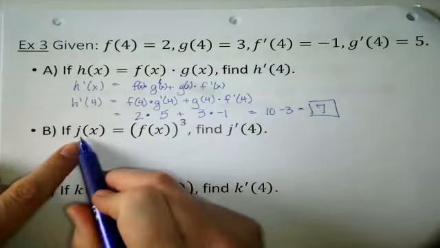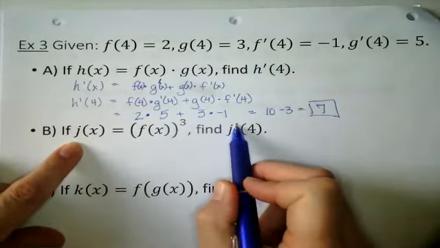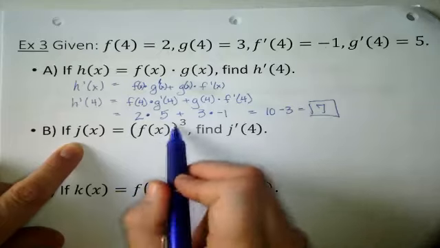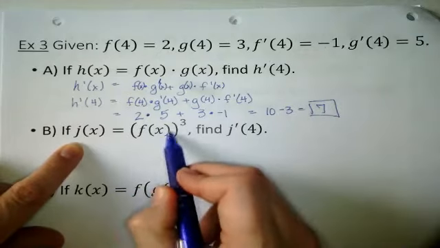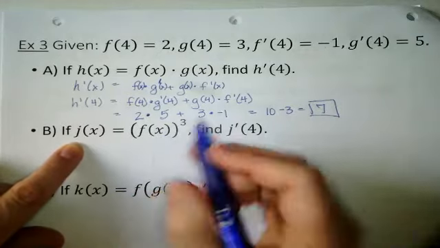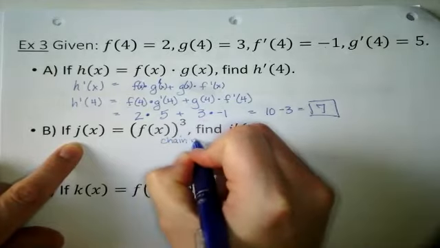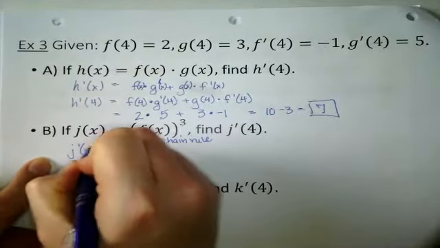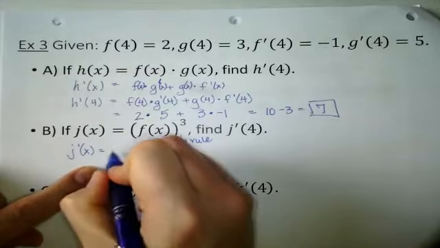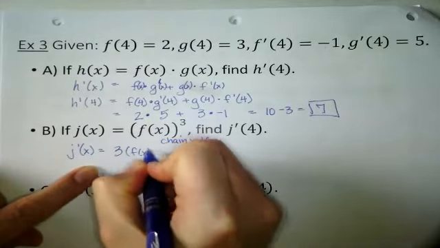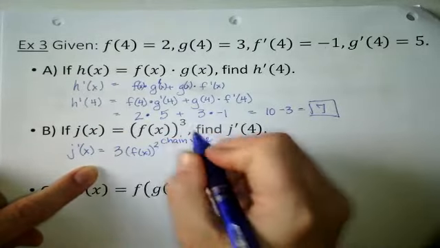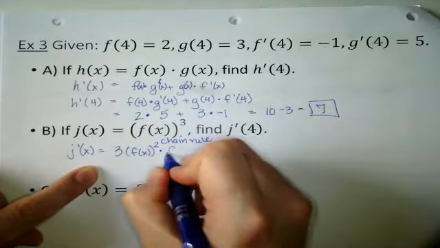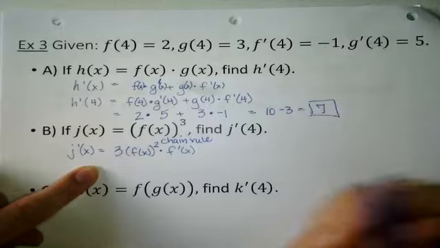Here we have j of x, and we want to find j prime of 4. So j of x is this f function being cubed. So what I have is a nested function here, a composition really. I think this really needs a chain rule. So for j prime of x, we're going to take our power and drop it down. So 3 f of x squared. And then we have to take and multiply by the derivative of the inside. So f prime of x. And I think that's it.